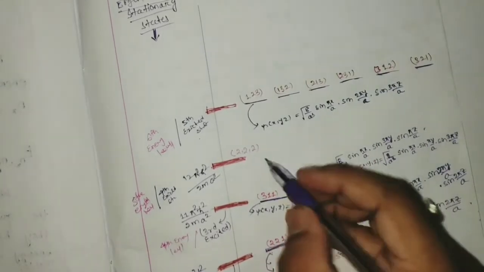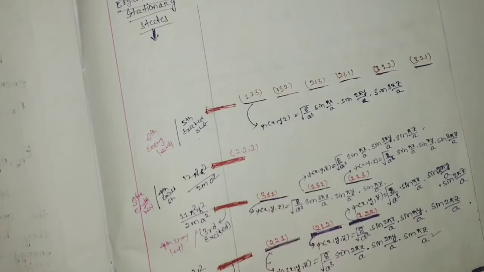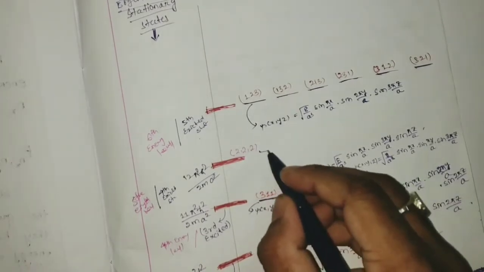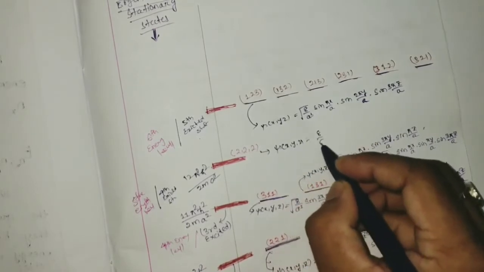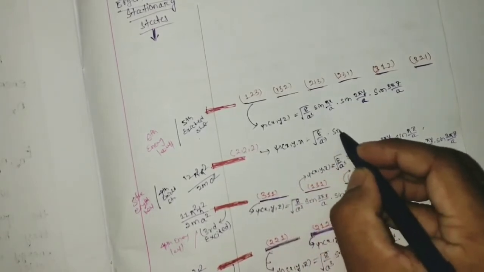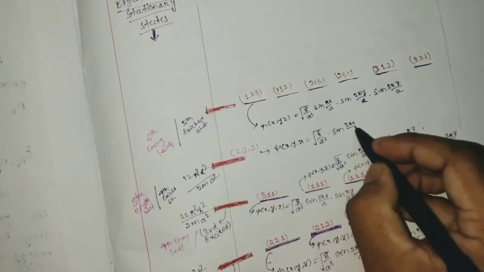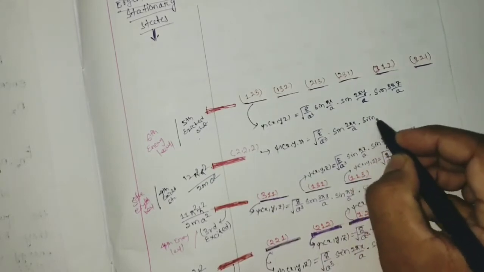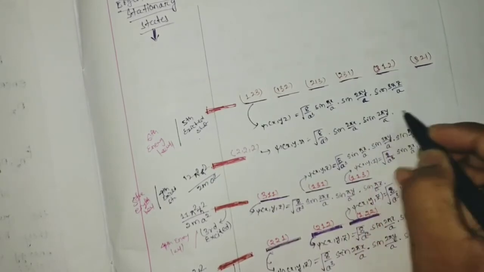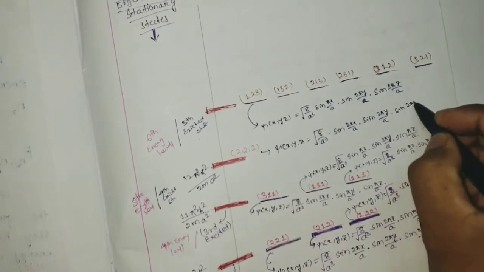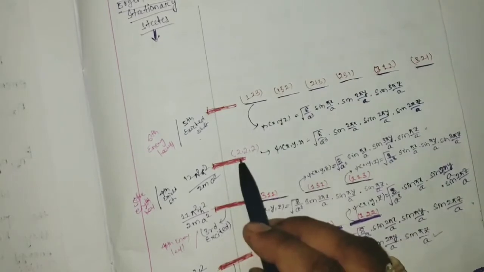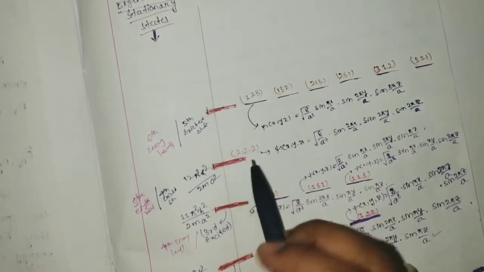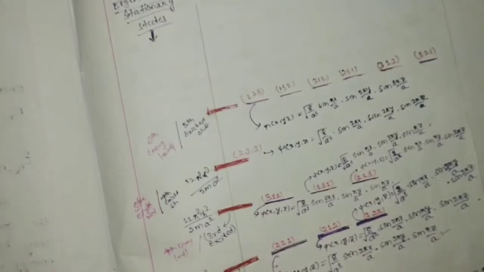And the corresponding eigenfunction for this one is how much? psi x y z will be root over of 8 by a cube, sine 2 pi x by a, sine 2 pi y by a, into sine 2 pi z by a. So this is the eigenfunction of this state, which is non-degenerate, okay, belonging to the fourth excited state or fifth energy level.